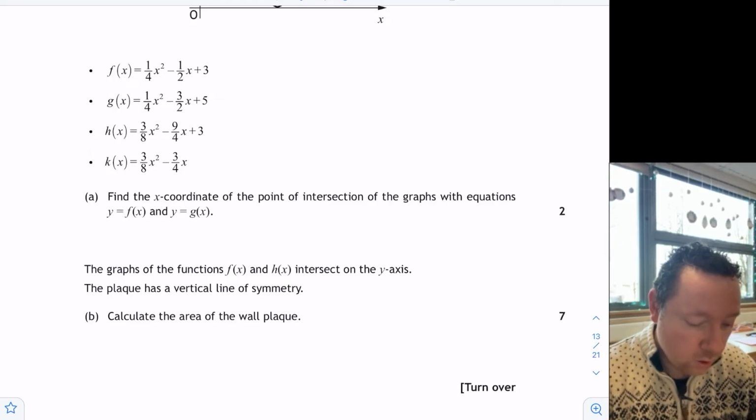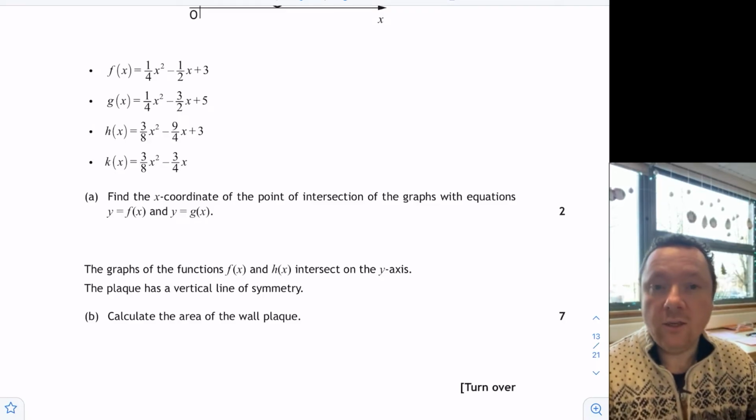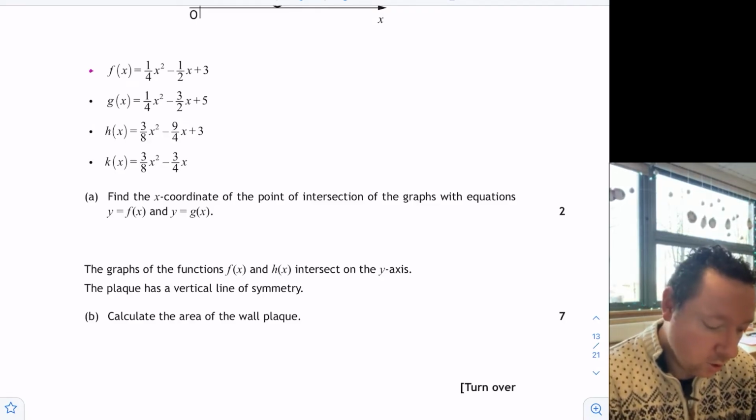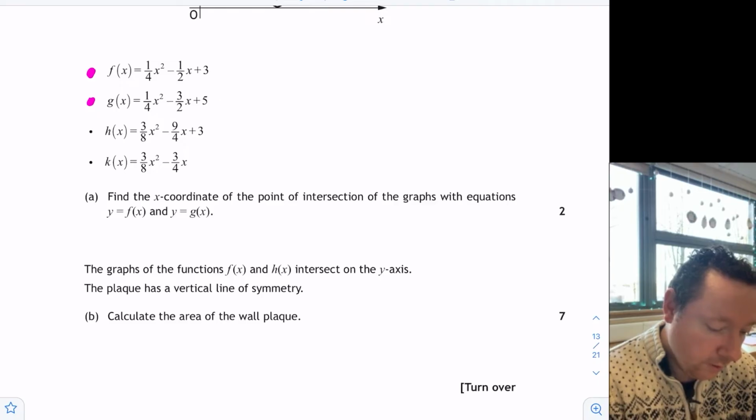Find the coordinates of the point of intersection of the graphs of y equals f of x and y equals g of x. Point of intersection means simultaneous equations. So the two I need are this one and this one. Since they both equal y, I can just make them equal to each other. To get 1 mark for part A, I'll do that here.